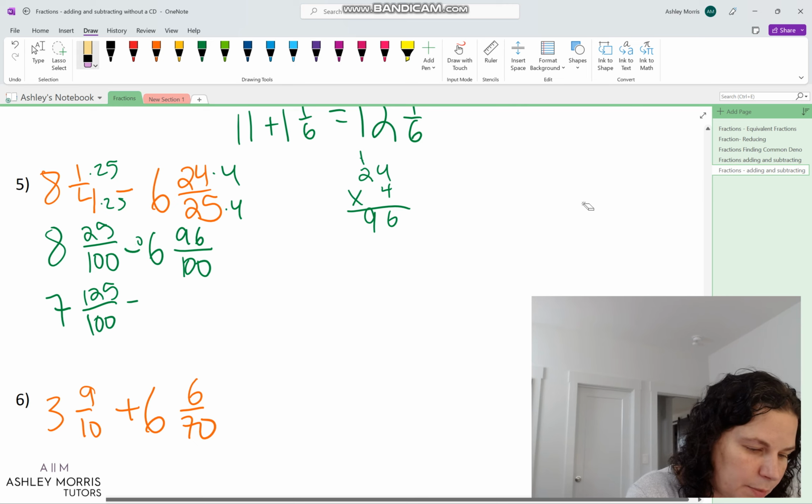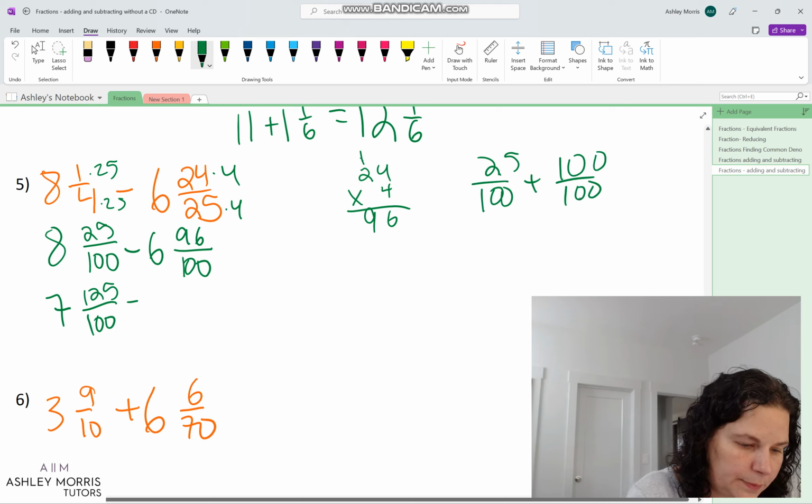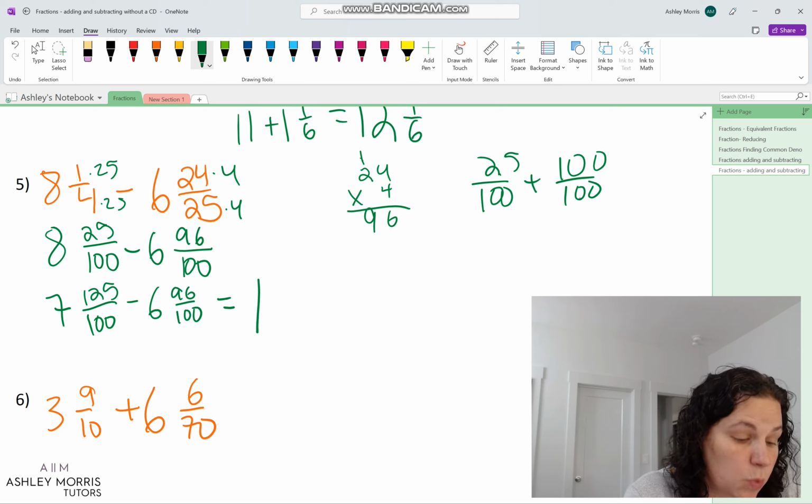That's really, really cramped. I would rather come over here where I can actually see what I'm doing. So 7 minus 6 is 1. 125 minus 96 is 29 over 100.